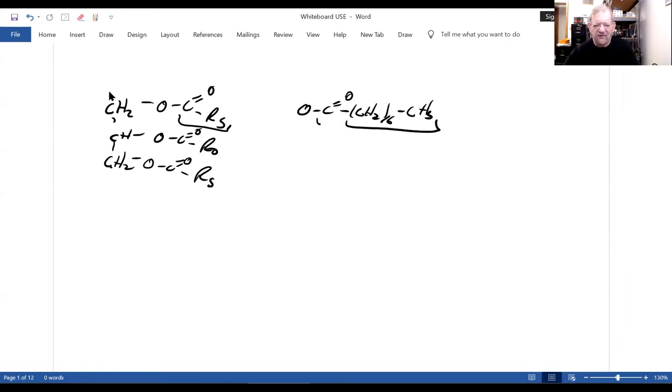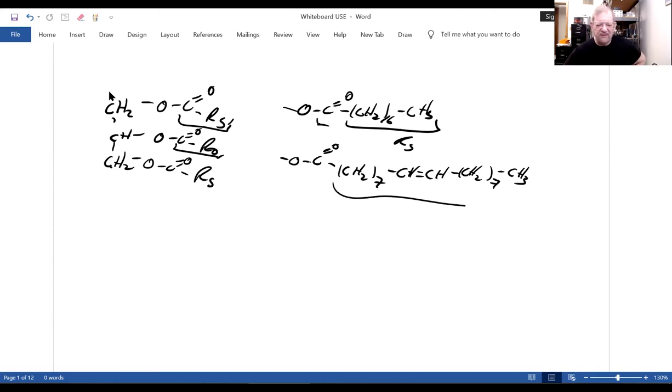And this is what I mean by R sub S, because this plus this, which is this part, when you hydrolyze the ester, you get stearic acid. And for this part right here, you'll get, this is what I mean by R sub O. And when you take this plus this from this part of the ester and you hydrolyze it, you'll get oleic acid. Now, I'll never ask you to draw it out like this, but you should know the structure of oleic and stearic acid.